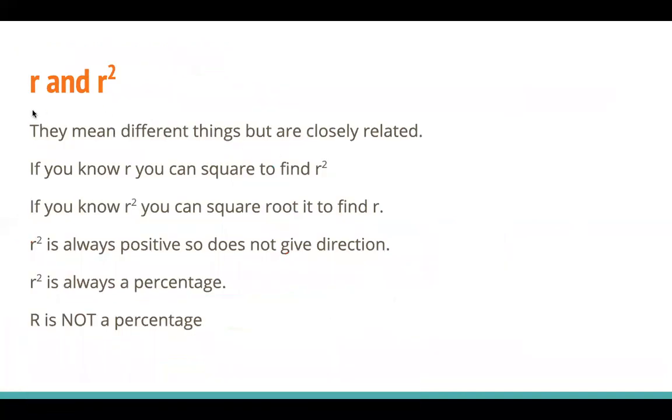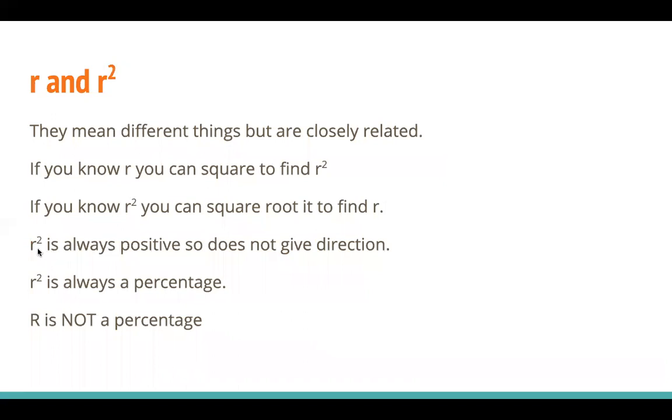Some facts about R and R squared. They mean different things, but they are closely related. If you know R, you can square it to find R squared. So if I'm given the correlation coefficient, I can find R squared by squaring it. So correlation coefficient, coefficient of determination. If you know R squared, you can square root it to find R.